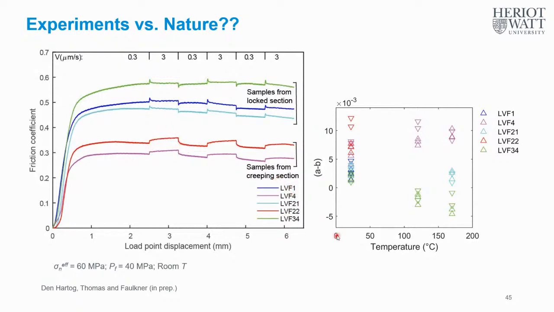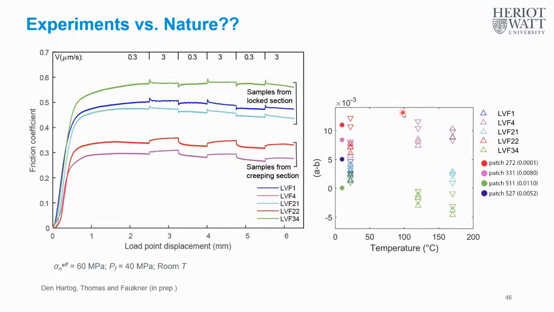Also, in terms of A minus B behavior, we saw a difference. This is A minus B versus temperature, and the color coding of the samples here is the same as in this figure. The green and the blue samples are from the locked section, and they showed a decrease of A minus B, or remained neutral to slightly decreasing with increasing temperature, whereas the samples from the creeping section, the purple and pink triangles, actually became a bit more positive with increasing temperature.